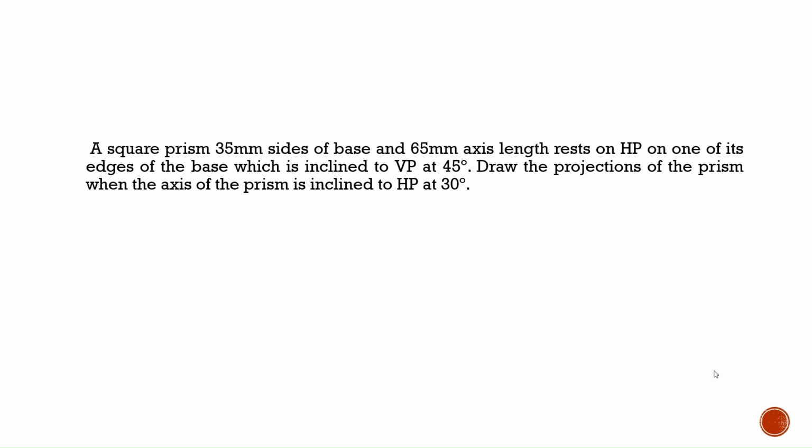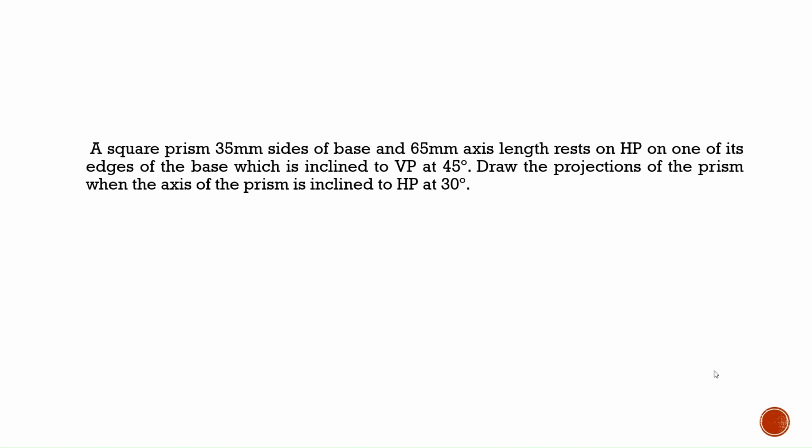So, looking at the problem statement, we can arrive at a few conclusions. The type of the prism that is mentioned here is a square prism, and each of its sides is going to measure 35. Since it is a prism, it is also going to have a height, and that height of the axis is 65. Also, the resting condition is that it is resting on one of its edges of the base, and this edge of the base is inclined to VP at an angle of 45 degrees.